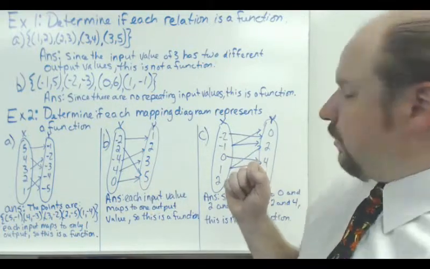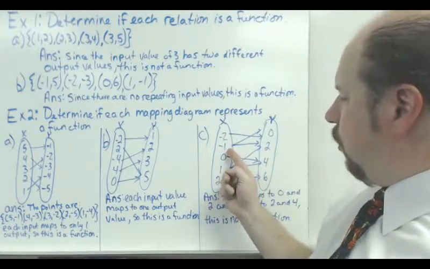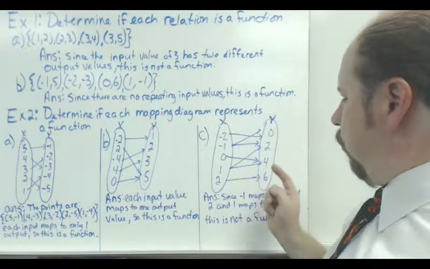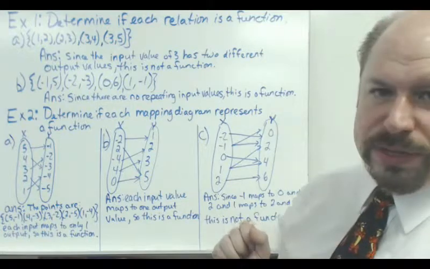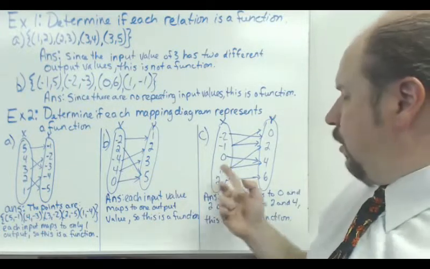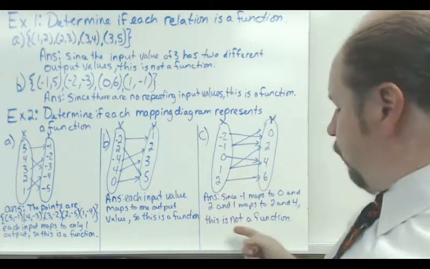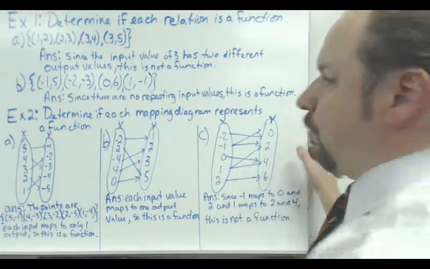Let's look at example C. We have -2 goes to 0, -1 goes to 0 and 2, 0 goes to 4, 1 goes to 2 and 4, and 2 goes to 6. We'll notice here, since -1 and 1 both go to multiple values, this particular one is not a function because of that.